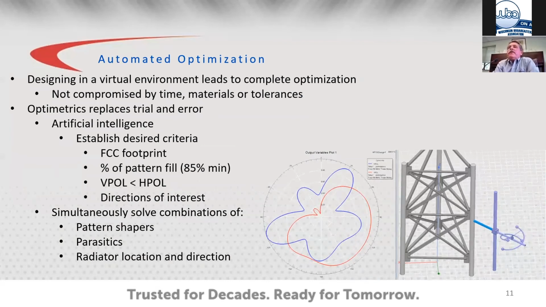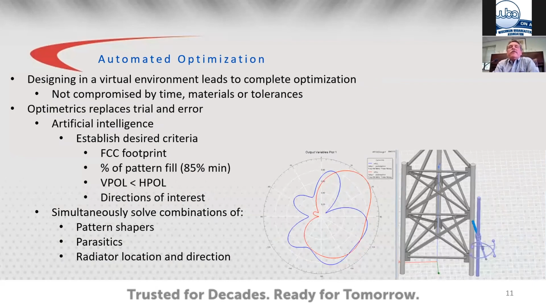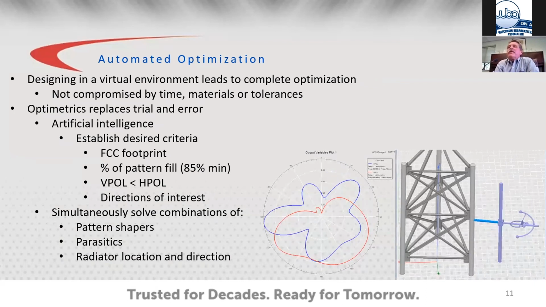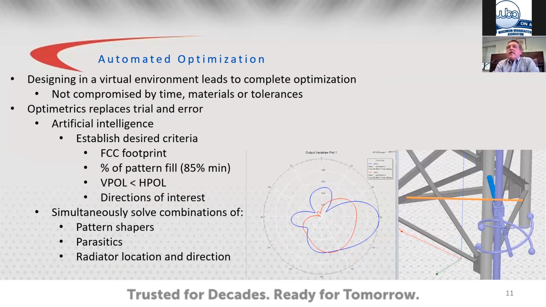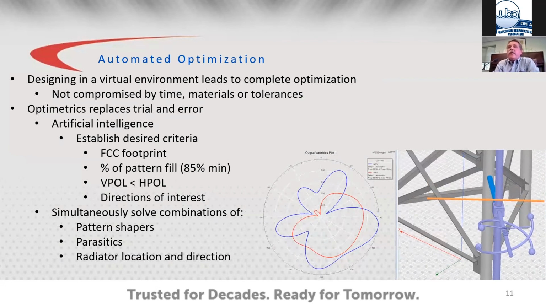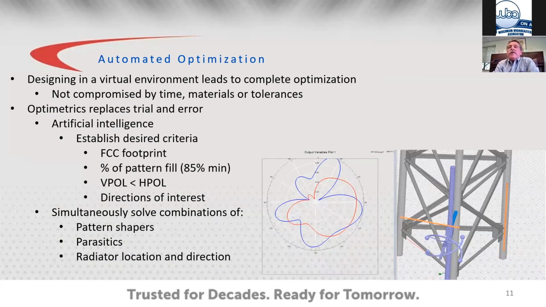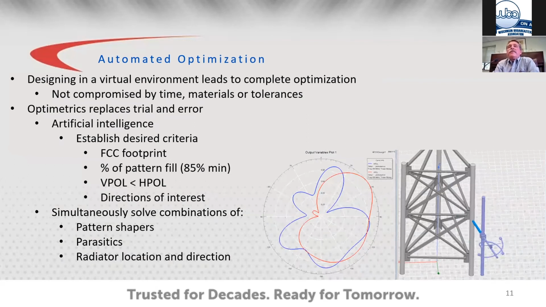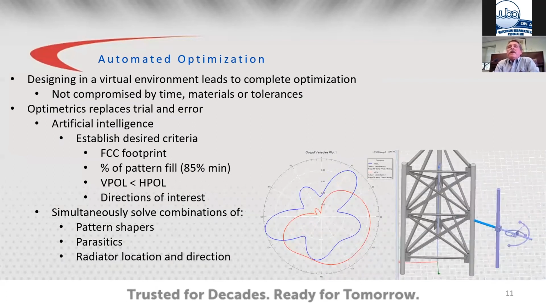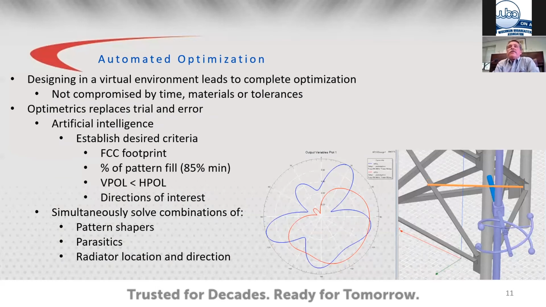Another huge advantage of designing a virtual environment is that it really does lead to complete optimization. The process is not compromised by time constraints. You don't have to settle for, well, it's close enough. Software can very efficiently make small tweaks to the geometry, and much better optimization. Basically, optimization replaces trial and error.